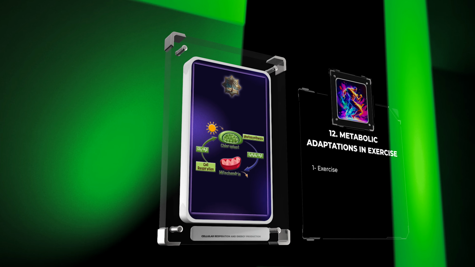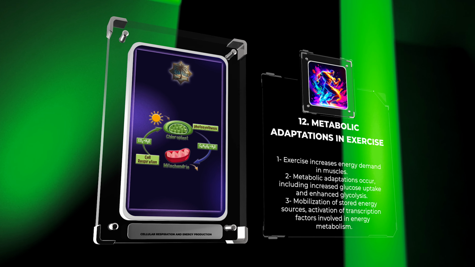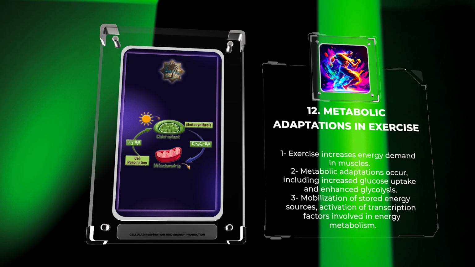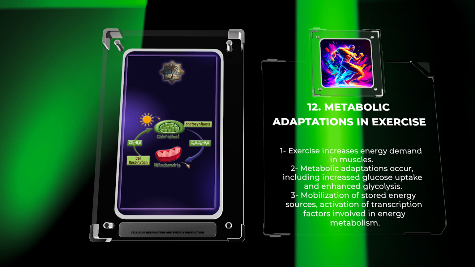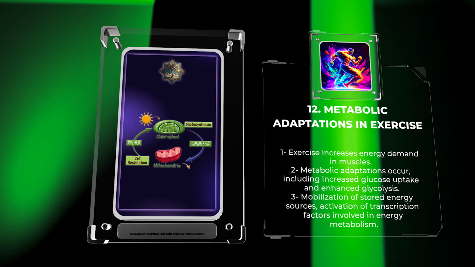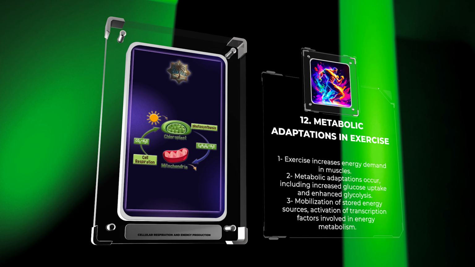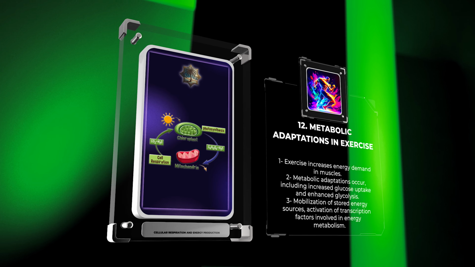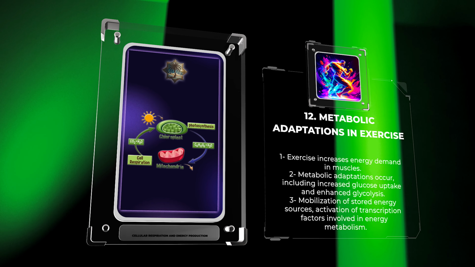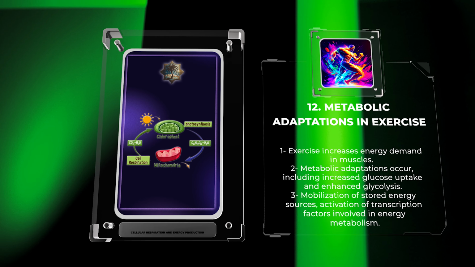During exercise, the energy demand of muscles increases significantly. To meet this demand, several metabolic adaptations occur within the muscle cells. These include increased glucose uptake, enhanced glycolysis, and mobilization of stored energy sources, such as glycogen and fatty acids. Additionally, there is an activation of specific transcription factors that regulate the expression of genes involved in energy metabolism. Understanding these adaptations can have implications for improving athletic performance and designing exercise interventions for various populations.